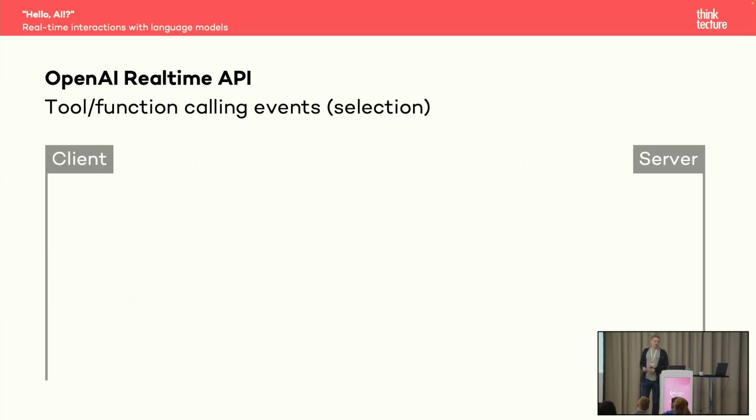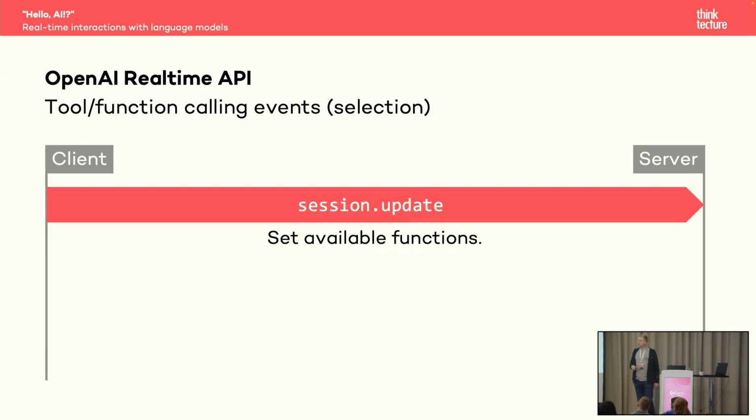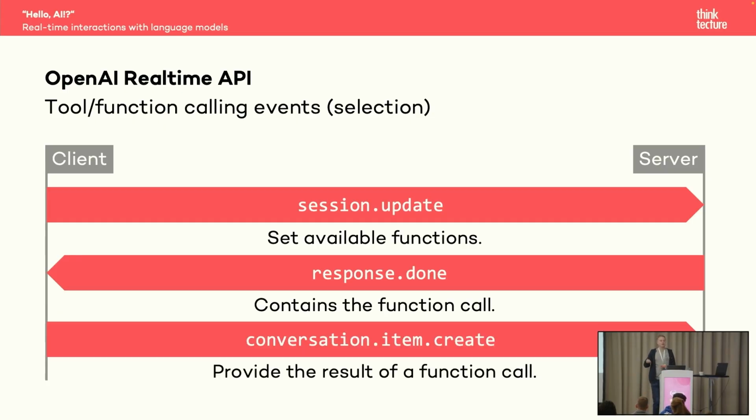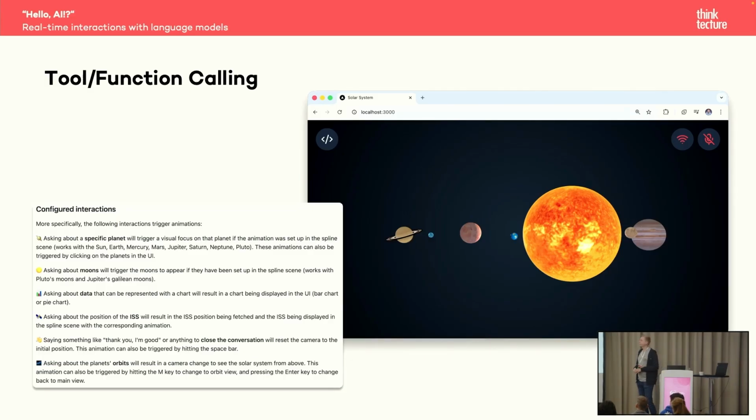Okay, here's basically the workflow for tool calls. Here we have session update, right? So basically we have created a session, we want to update it right away, and we say, hey, here's the new set of available functions. In response done, so basically I say something, the AI responds and wants to call the tool. It sends us response done with the function call that should be executed. We've seen this before in the color theme demo. And then using conversation item create, we can send back the result of the function call if we want to do so.